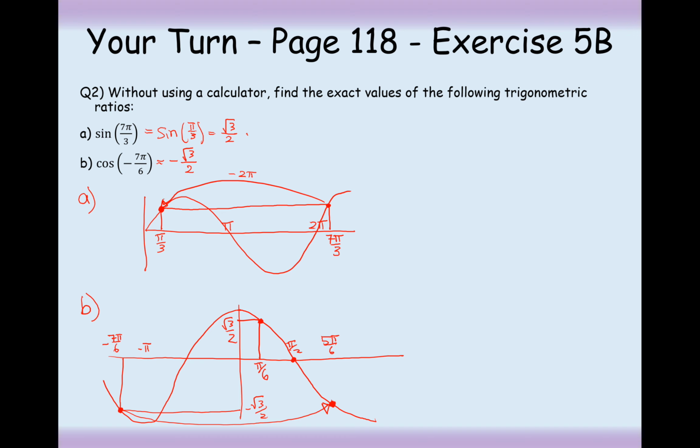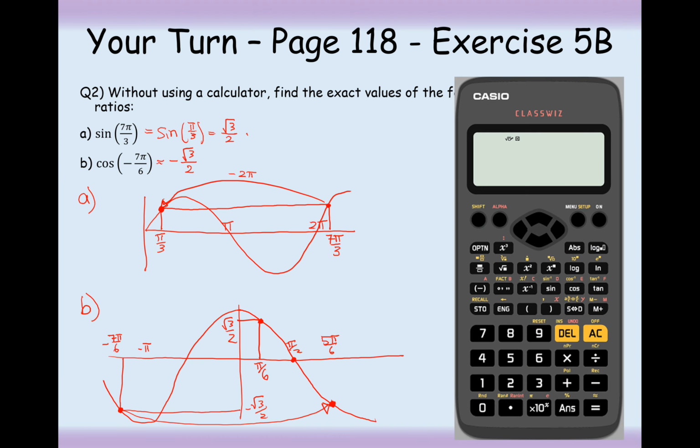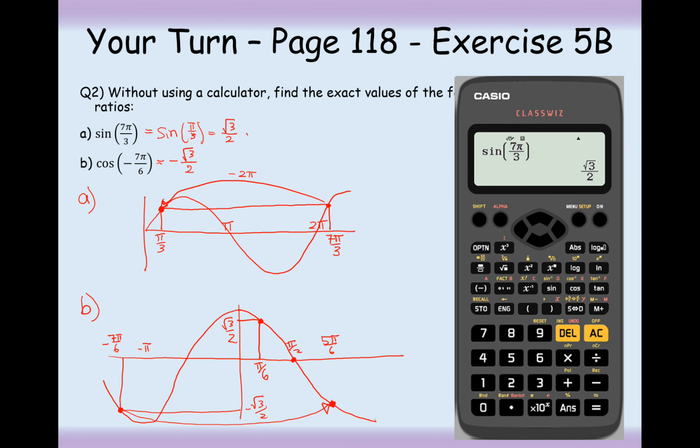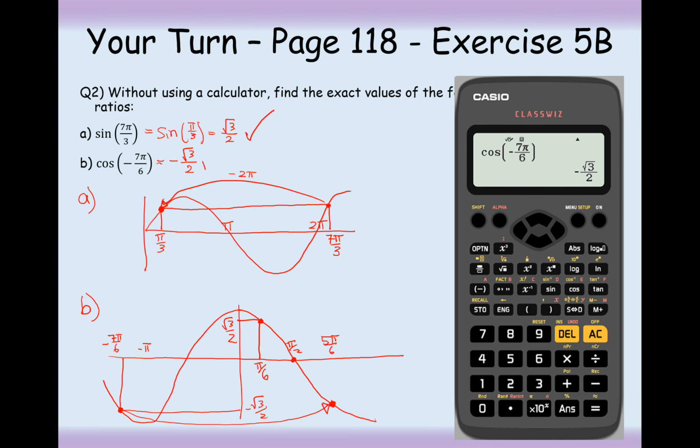And I can check these all on the calculator. So grab your calculator. Currently it's in degrees mode, so I'll need to change it to radians mode. So shift menu to get the setup option. Hit number 2 to change the angle unit. Then select radians. And then you just type in the calculation you want to work out. Boom, got the first one right on the calculator, and the second one, boom, minus root 3 over 2, got that right on the calculator as well.